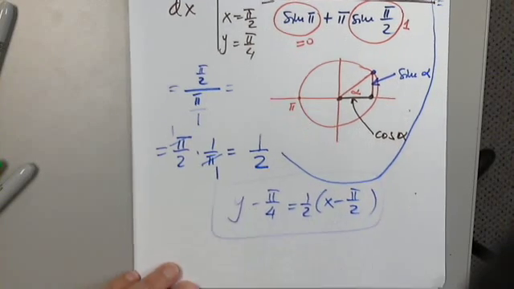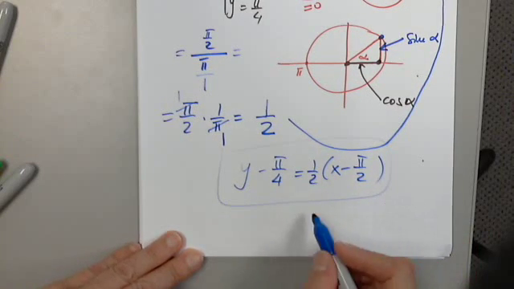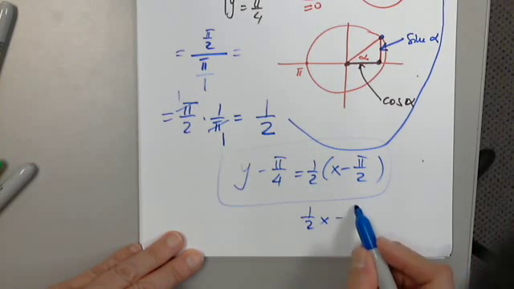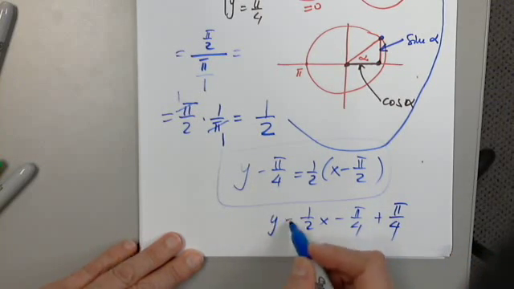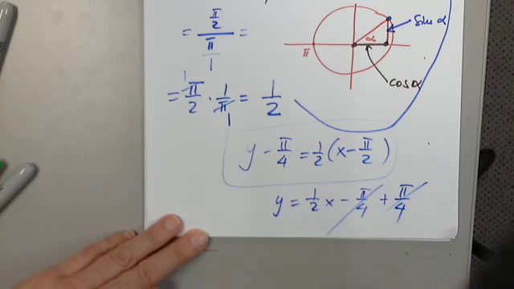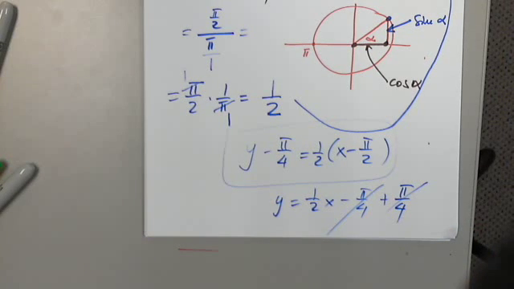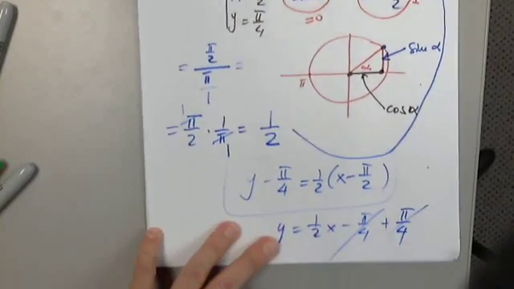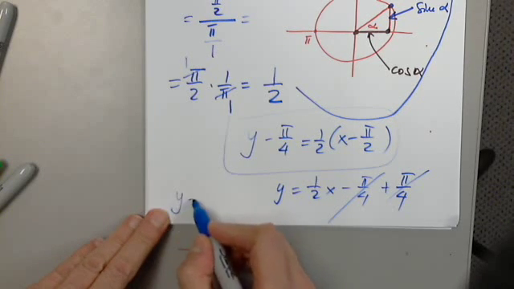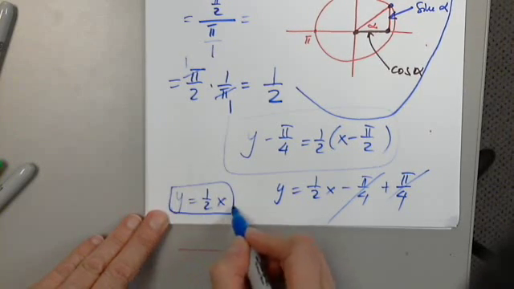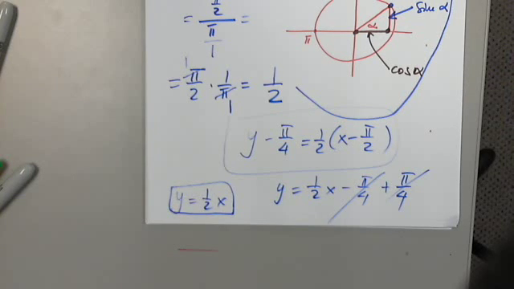And you can simplify it. I will distribute 1/2 x minus pi over 4, but I'm bringing positive pi over 4. After all this work, what is the tangent line to the graph of, I have no idea what function it is, at pi over 2 comma pi over 4? Yes, y equals 1/2 x. Any questions?